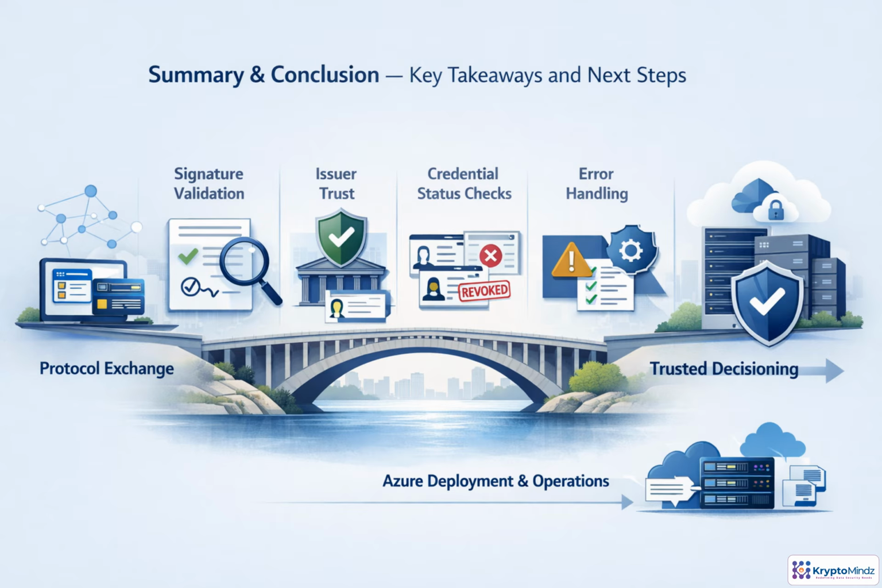You've now seen how protocol messages become real onboarding decisions. Signatures give integrity, issuer trust makes them usable for KYC, status checks keep them current, and disciplined error handling keeps users, auditors, and operators aligned. Next, we'll turn these principles into concrete Azure architecture, security, privacy, and operations.